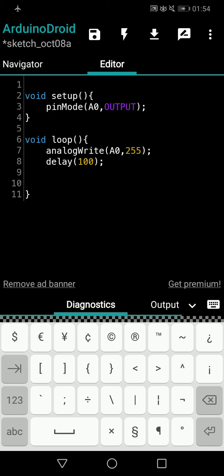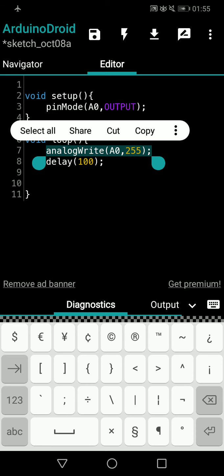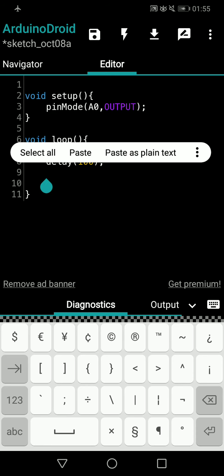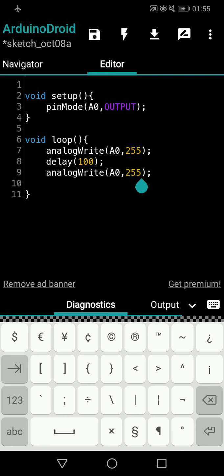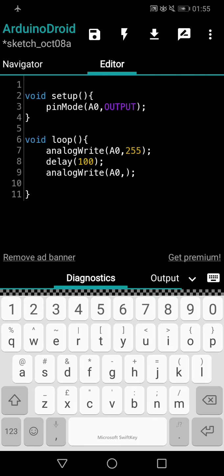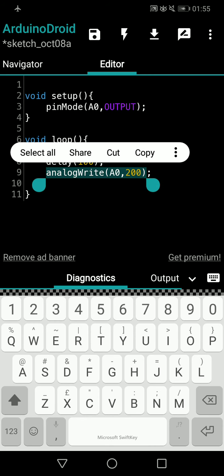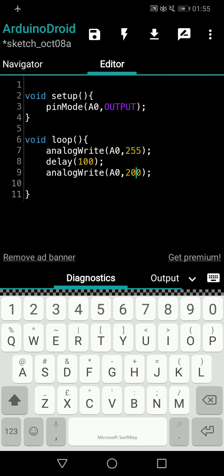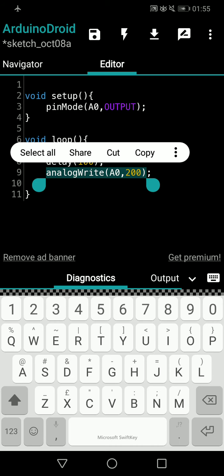So if you want to decrease the illumination of the LED, that means the power of the LED, after 100 milliseconds you can change it to a lesser value. If you want to make it half, you can give 127. If you want to make it a quarter, you can give 63. Or you can give any value a little bit less than the full value. If you do the correct mathematical operation, you can find the voltage value for 200 units. It is not that big a deal.